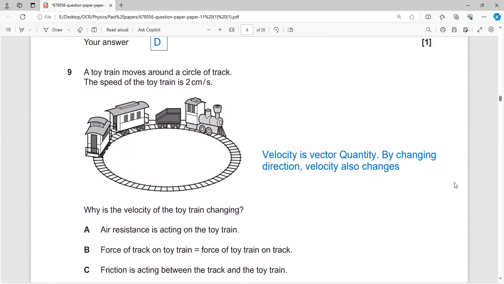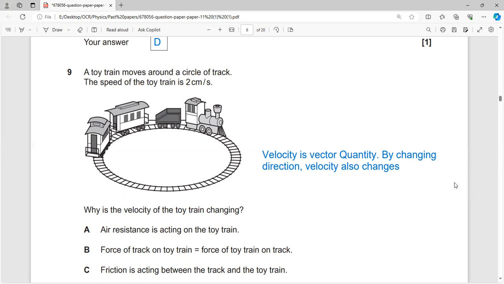In question number 9, a toy train moves around a circular track. The speed of the toy train is 2 centimeters per second. What is changing about the velocity of the toy train? We studied that velocity is a vector quantity. Here, the speed is constant, but the direction is changing. By changing the direction, the velocity will be changing.